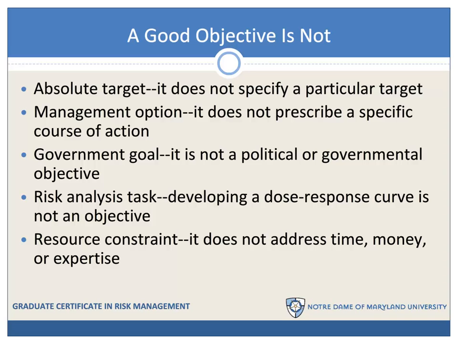You would never say reduce a loss by 50%, because it might be possible to reduce the loss by more than that. A good objective is not a management option. It does not prescribe a specific course of action. You would never say our objective is to build a flood wall or a levee.